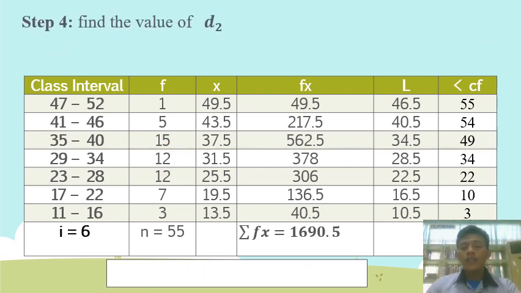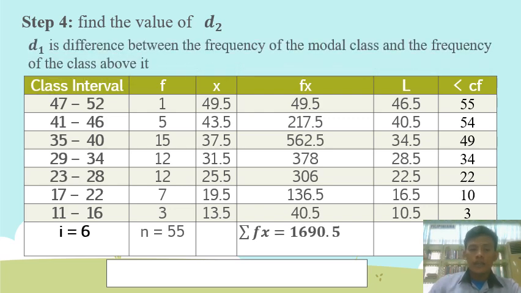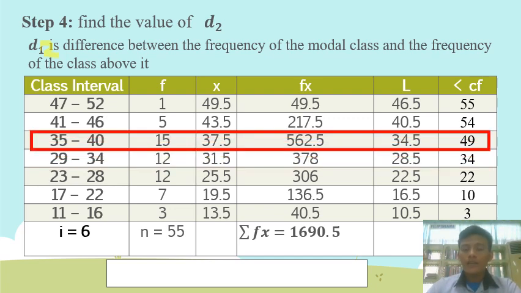Step 4. We need to find the value of D sub 2. D sub 2 is the difference between the frequency of the modal class and the frequency of the class above it. The frequency above our modal class is 5, then 15 minus 5 is equal to 10. D sub 2 is equal to 10.